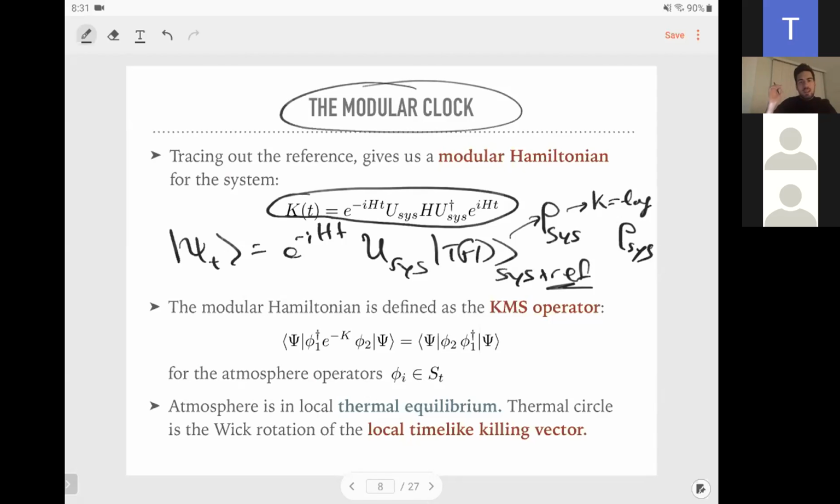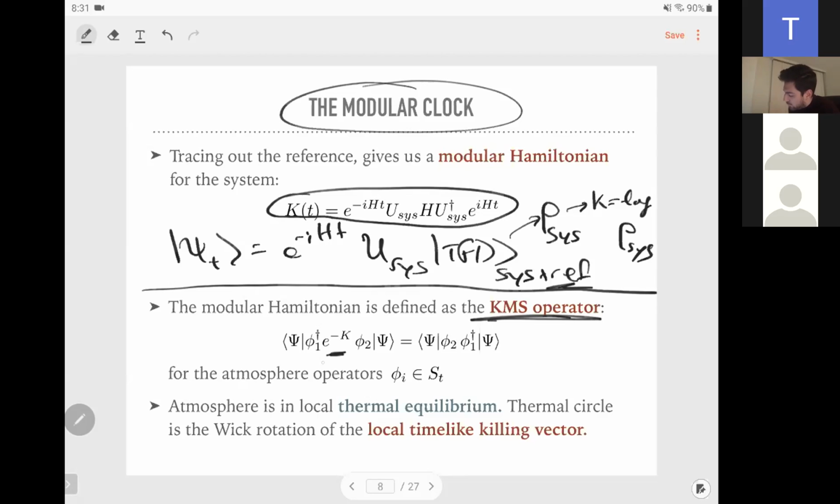Essentially, it's because the modular Hamiltonian near the horizon of the black hole generates approximately this Rindler symmetry, the Schwarzschild boost symmetry, close to the horizon. The way to see this is the following. A more appropriate and general definition of this modular operator is in terms of this KMS operator. Namely, you define the exponential of minus K as the operator whose matrix elements are given by the overlap of these two states, but where these operators are exchanged. This, of course, is a KMS operation.